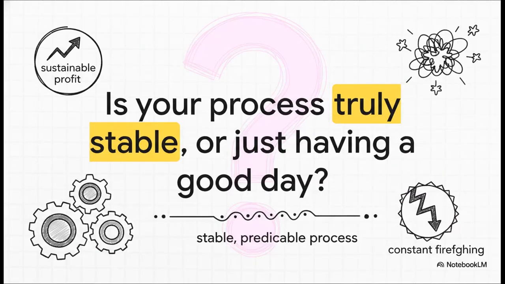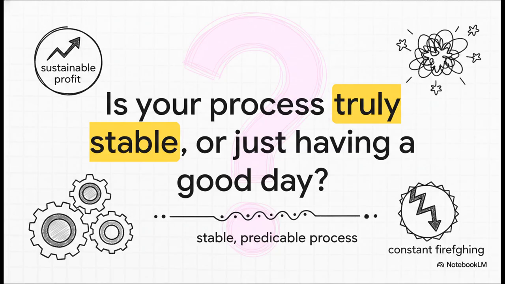Look, this is the question every single operations leader has to be able to answer. Why? Because one good day, or even a whole good week, doesn't mean a thing if you can't predict what's going to happen tomorrow. The gap between a stable, predictable process and one that just gets lucky now and then, that's the gap between having a profitable operation and just constantly putting out fires.